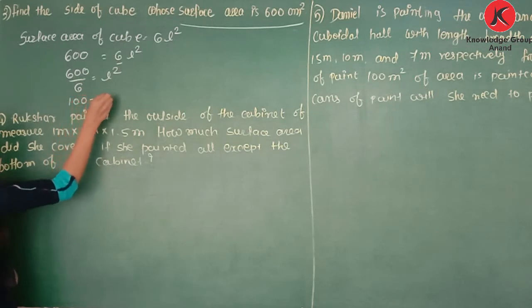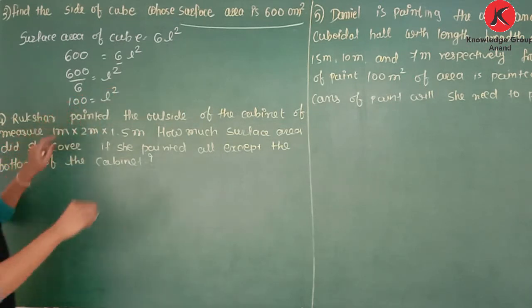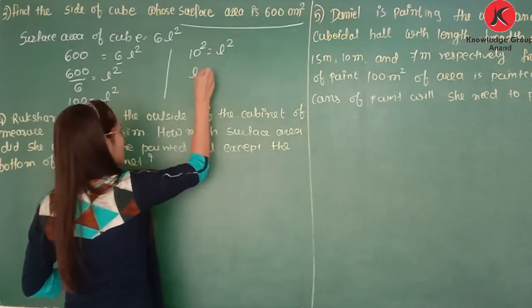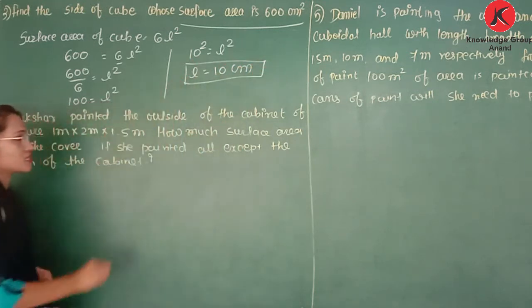So 100 is equal to L square. Now 100 means it is 10 square. So 10 square is equal to L square. So L is 10 centimeter. So the side of the cube is 10 centimeter.